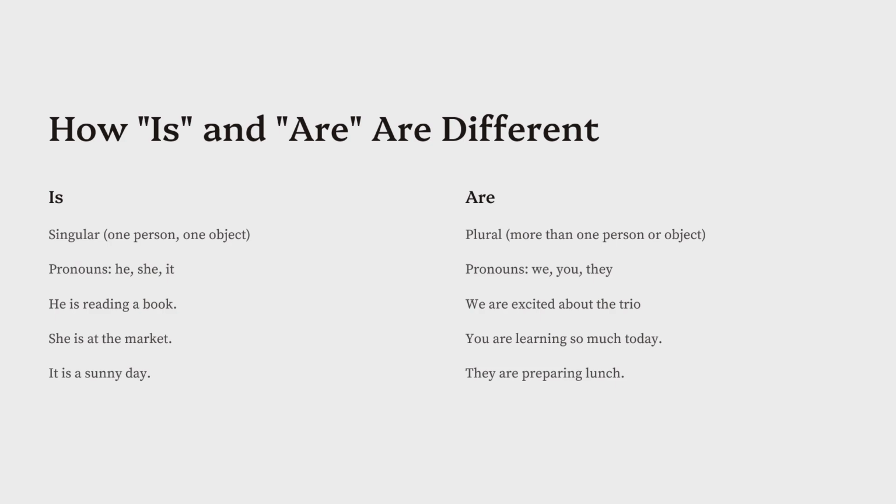and always ask yourself, is it one person or thing? You use is. If it's more than one, go with are. And when in doubt with pronouns, remember our handy pairing from the table.